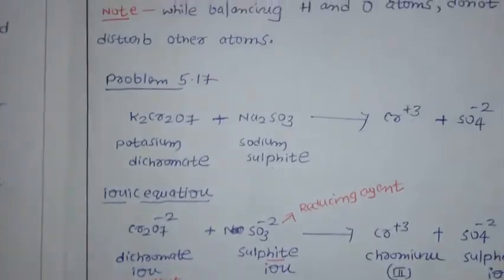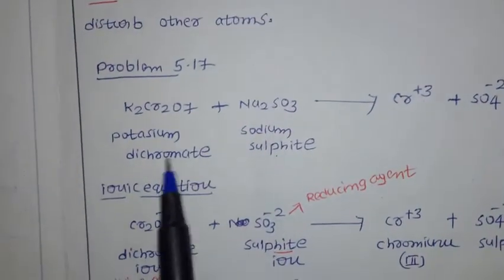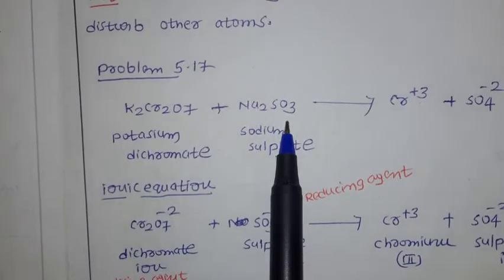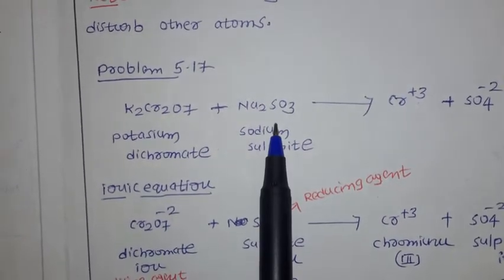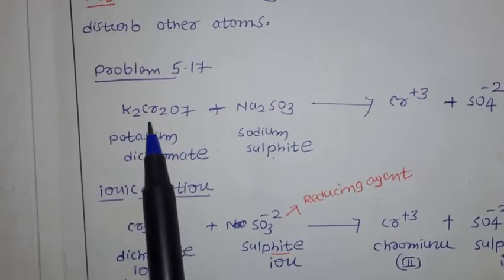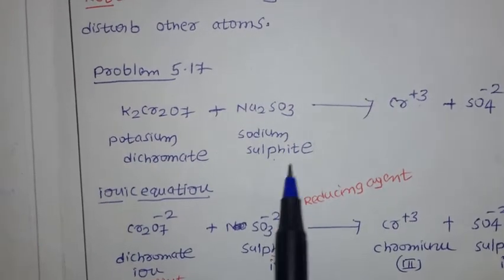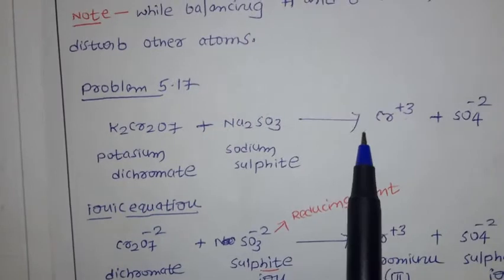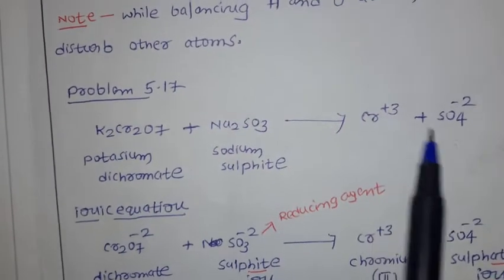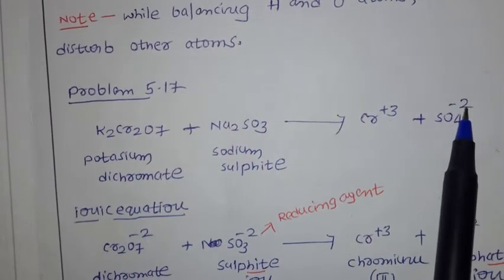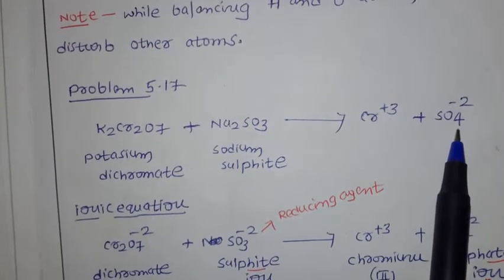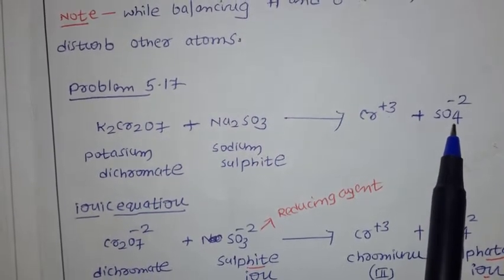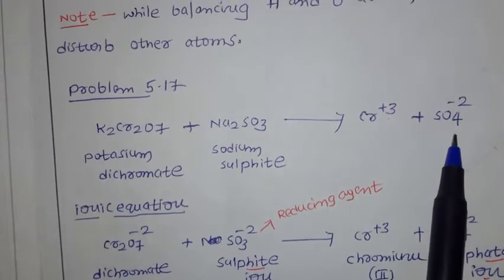First I am going to write what is given in the problem. I am writing potassium dichromate reacting with sodium sulfite, Na2SO3, gives rise to chromium ion, that is +3, and the sulfate ion, SO4 2-. If you write SO3 here, the total balancing will go wrong. So they gave sulfate ion, meaning SO4 2- you have to write.